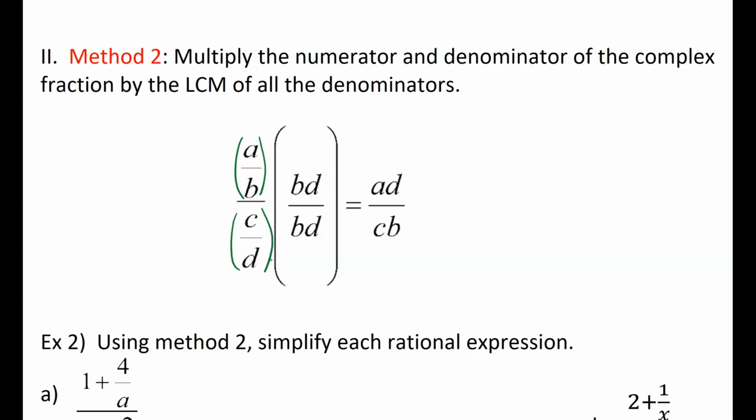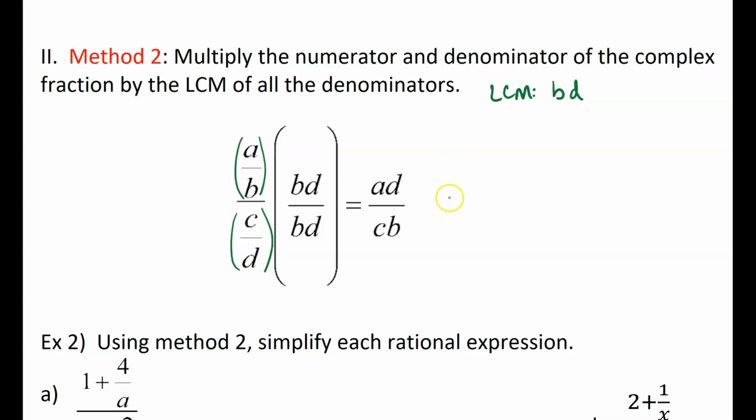So again, if I look at just the top piece here, I see that I have a B. And if I look at the bottom piece here, I have a D. And so that means that my least common multiple here is B times D. And so what you do is you multiply the entire term, both the numerator and the denominator, by BD, the least common multiple for the whole thing. All right. So I'm going to break that down over here.